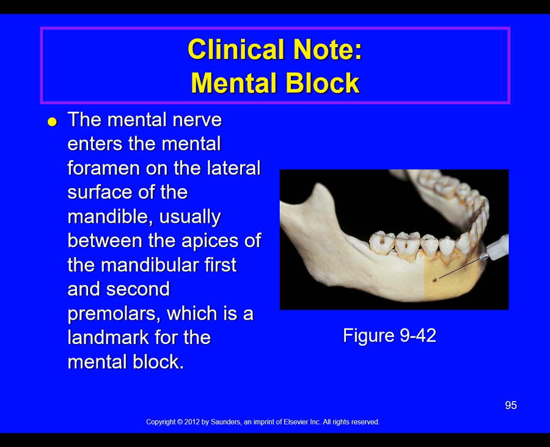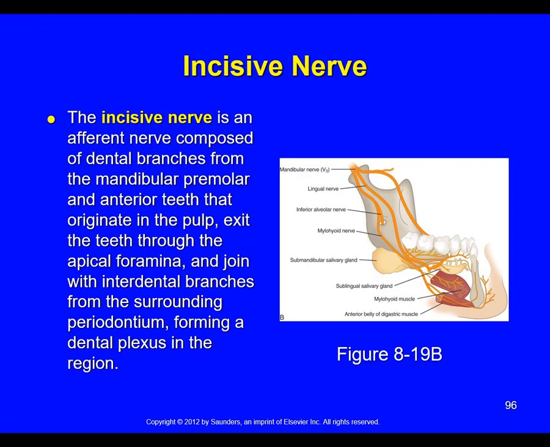The mental nerve enters the mental foramen on the lateral side of the mandible, and that would be a landmark for a mental block. The mental block given in that area is just going to numb the tissue. We have to massage the anesthetic into that mental foramen to get that to go to the incisive nerve to actually numb the teeth.